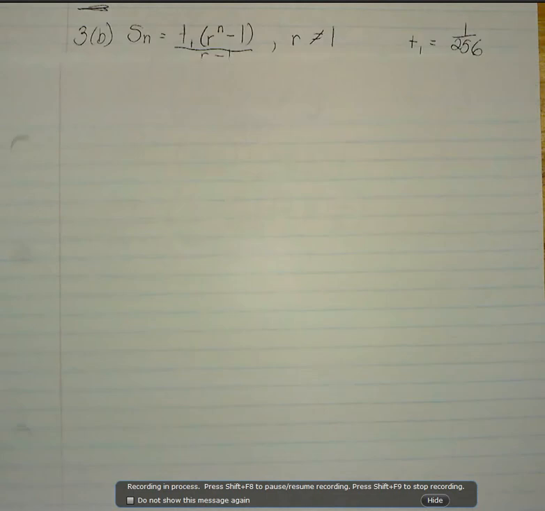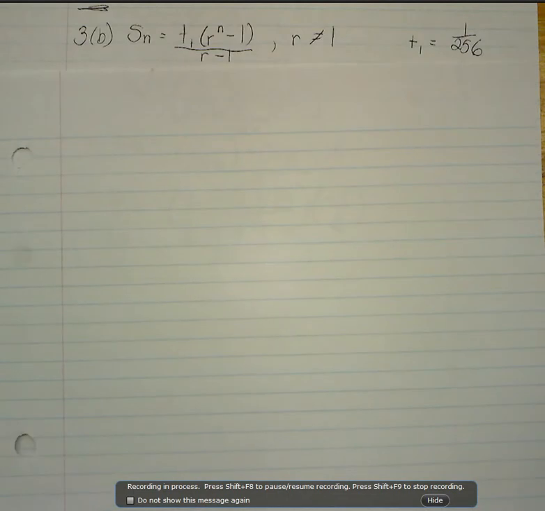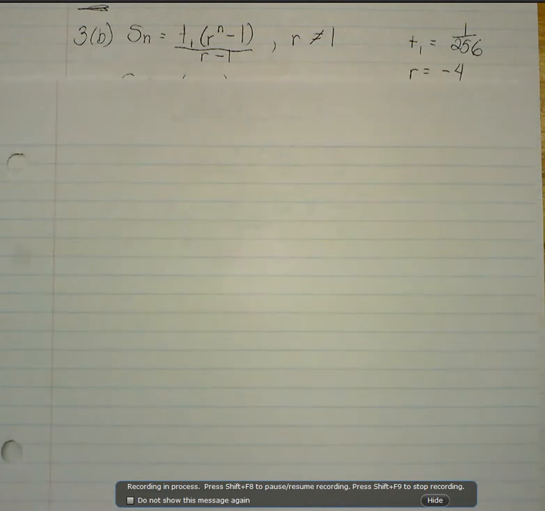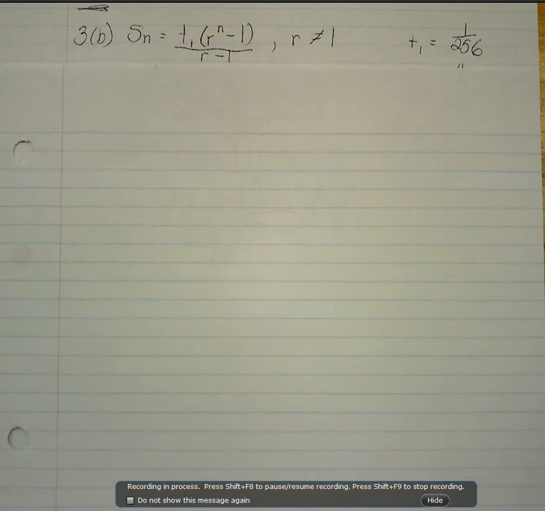First and foremost, we have to determine the formula that we're actually going to use. It's also found on page 53. You are going to use the formula S of n is equal to term 1 times r to the power of n minus 1, over r minus 1. That is how we find the sum of the first n terms of a geometric series.